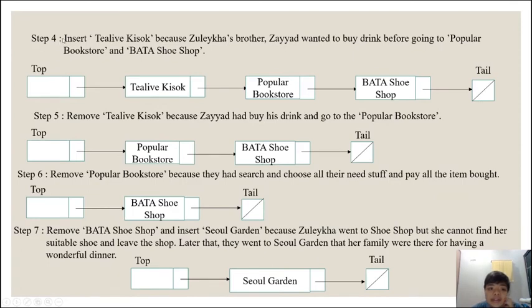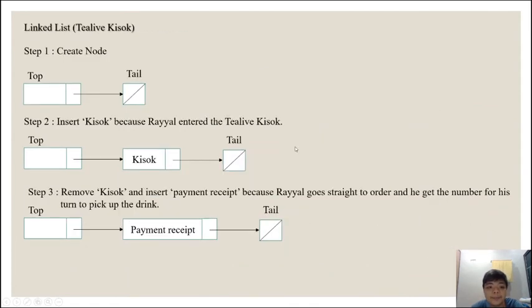Step 4: insert Kilat Kisot, because Zulaika's brother Zayat wanted to buy a drink before going to Popular Bookstore and Bata Shoe Shop. Step 5: remove Kilat Kisot, because Zayat had bought his drink and gone to the Popular Bookstore. Step 6: remove Popular Bookstore, because they had searched and chosen all the stuff they needed and paid for all the items bought. Step 7: remove Bata Shoe Shop and insert Seoul Garden, because Zulaika went to the shoe shop but couldn't find a suitable shoe and left the shop. Later they went to Seoul Garden, where her family were having a wonderful dinner.